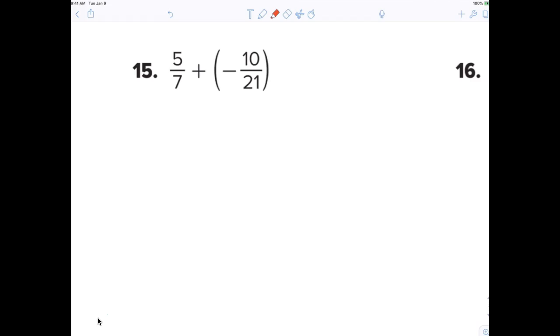All right, so again, I want everybody to look at this and say, I have a positive next to a negative, so that's just a negative. You ready? All right, get involved. I'm going to rewrite that as 5/7 plus or minus? Minus. Thank you. Good job. Minus 10 over 21.